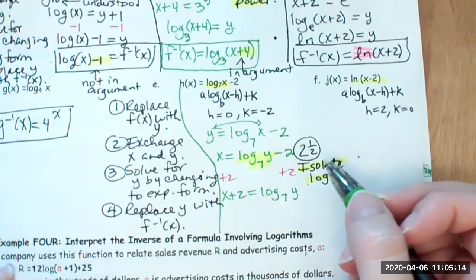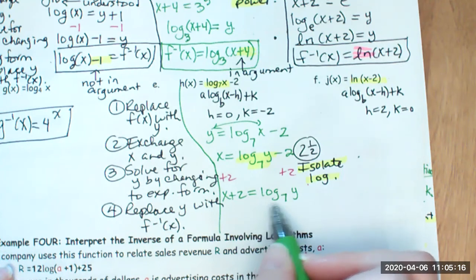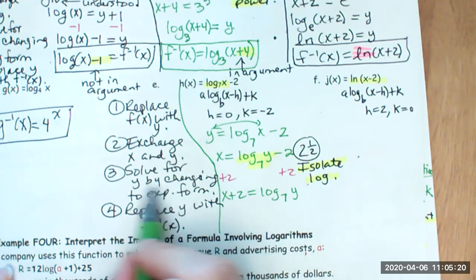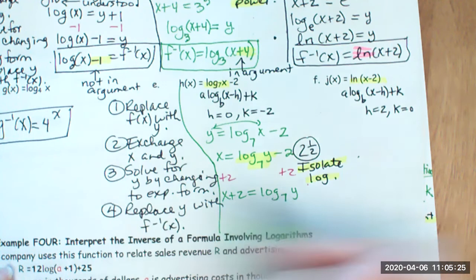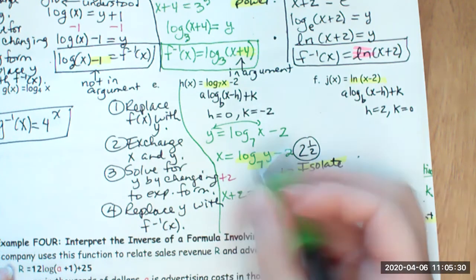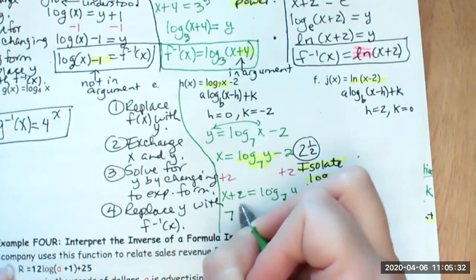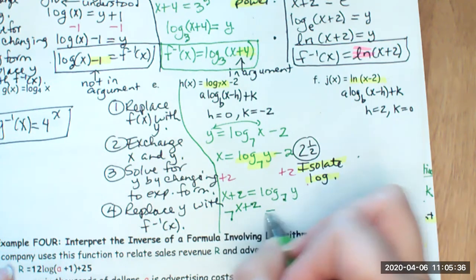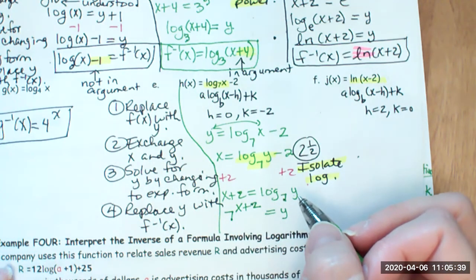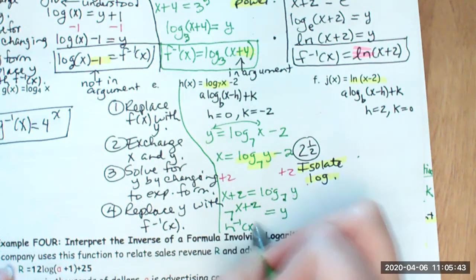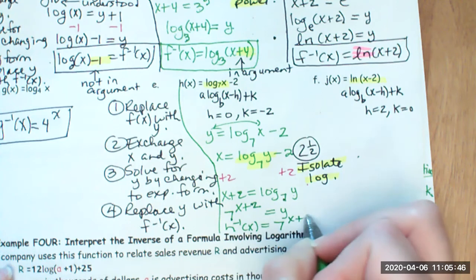And we're now going to change to exponential form in order to solve for y. That's step 3, right? So remember, the base is 7, the log is equal to the exponent, and that's going to equal y. And then I can just rewrite this. Remember, this is h inverse, so h inverse of x is equal to 7 to the x plus 2.